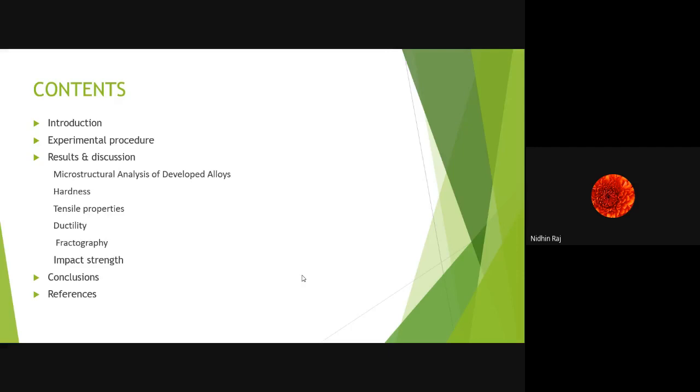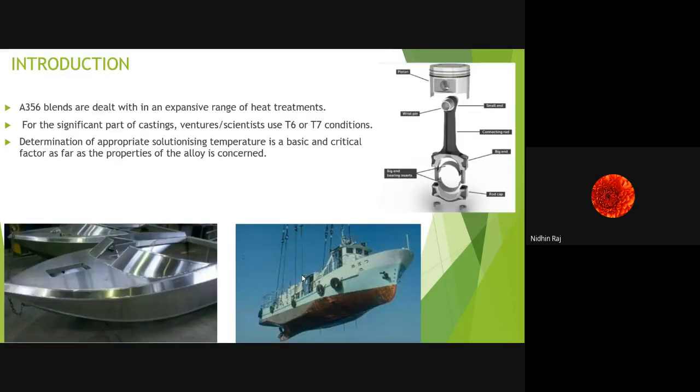Saying a few words about the work initially, this work emphasizes the mechanical and morphological characteristics of hypoeutectic alloys with a range of solutionizing treatment temperatures. Now, moving on to the introduction part. A356 alloys are used in a vast variety of applications nowadays, like in making boat hulls, cylinder linings, and other lightweight applications. Anywhere in lightweight applications, you can always go for aluminum. A356 alloys particularly have found a huge amount of application in these lightweight application areas.